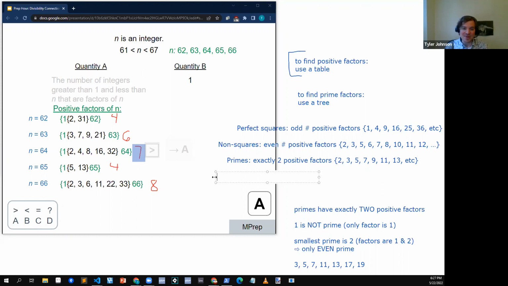And one sort of challenge problem here. Think about this for a second. What kind of number always has exactly 3 positive factors? See if you can use these rules and come up with something that would satisfy that.